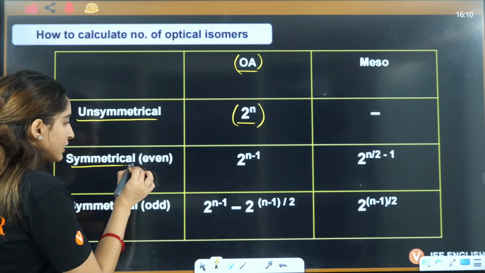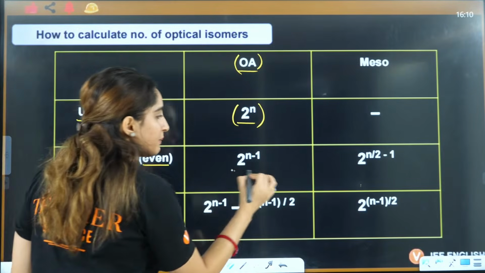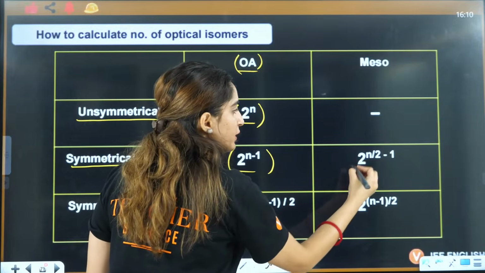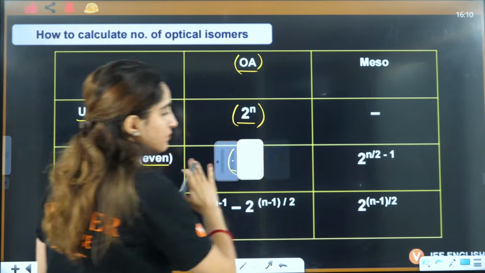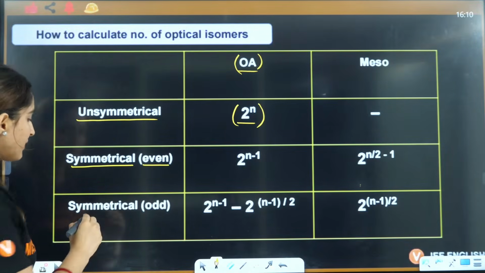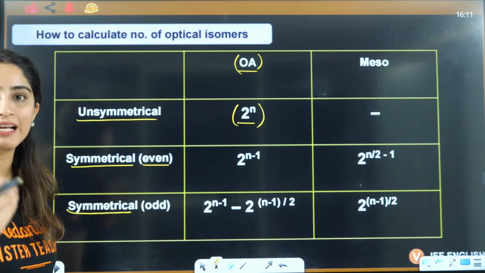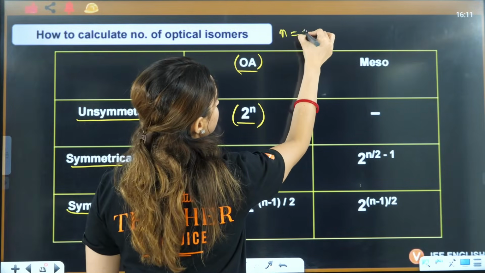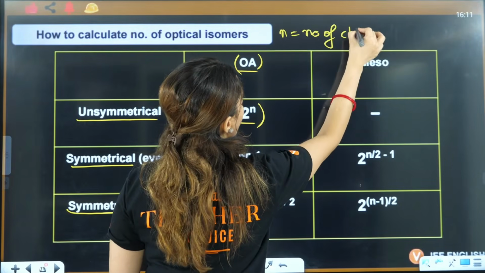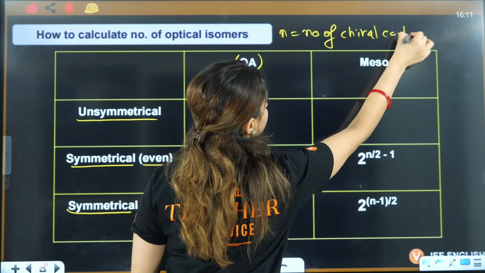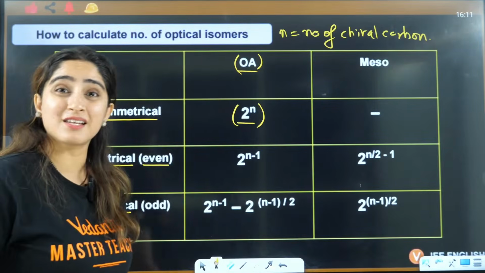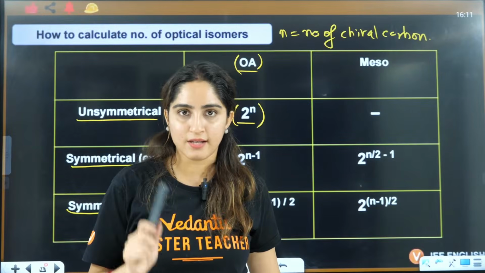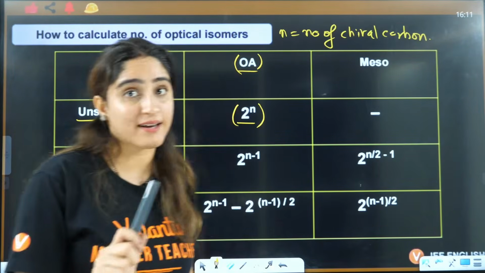For a symmetrical compound, if n is even, it will be 2 raised to power n minus 1. If it is meso, it will be 2 raised to power n by 2 minus 1. This n means the number of chiral carbon, just like in calculation of GI, n means number of GI sites. Here n means number of chiral centers.